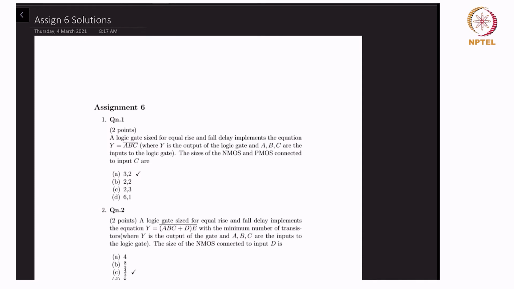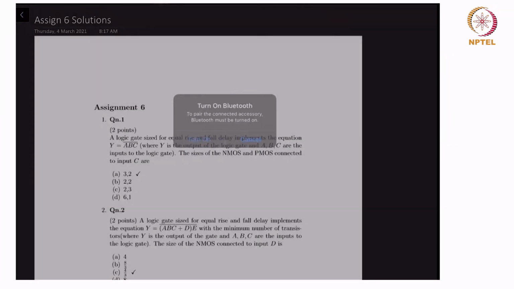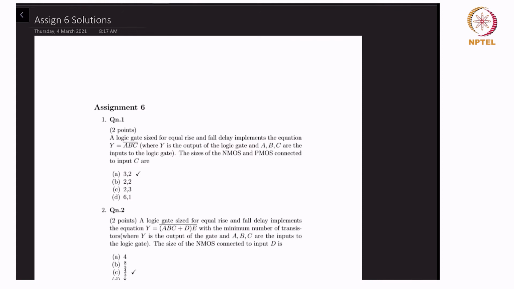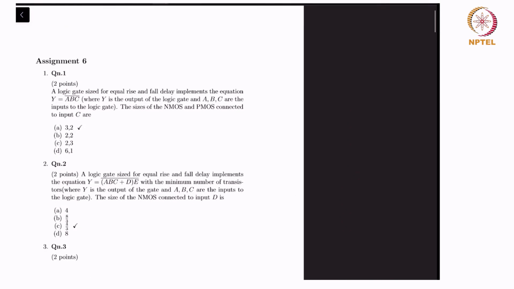So let us discuss the solutions for assignment 6. In the first question, we are given an equation for a logic gate, and we are asked to find out the size of the NMOS and PMOS connected to the input C. So ABC, the whole bar, it's fairly straightforward. It's a NAND gate, right?